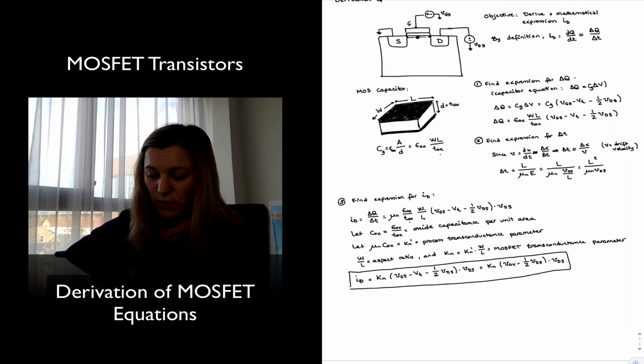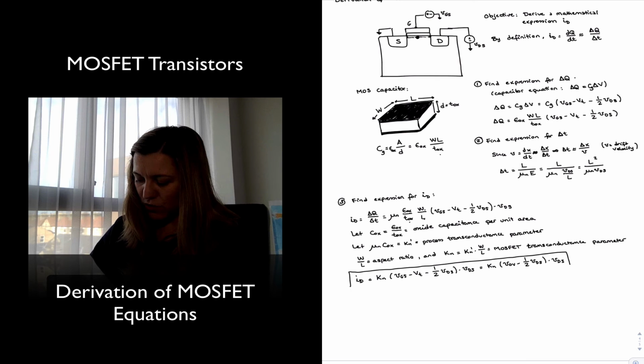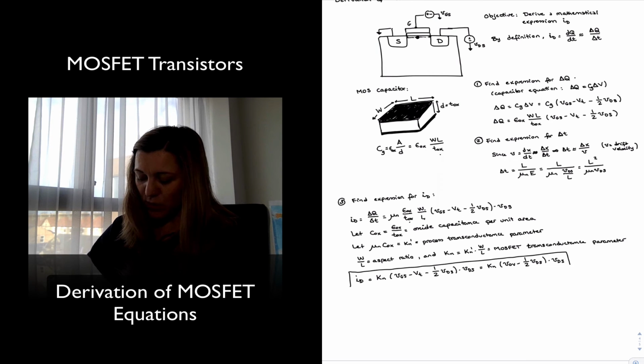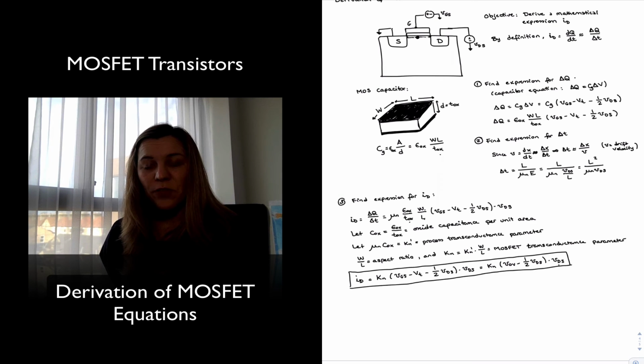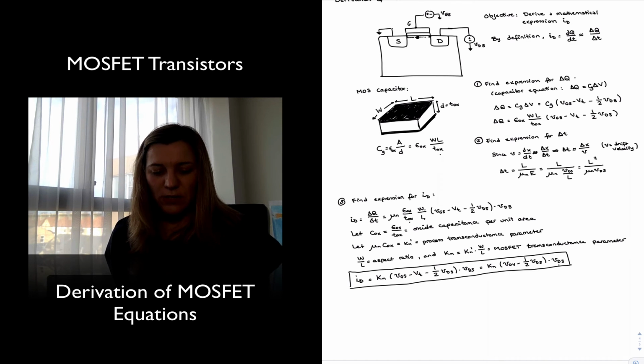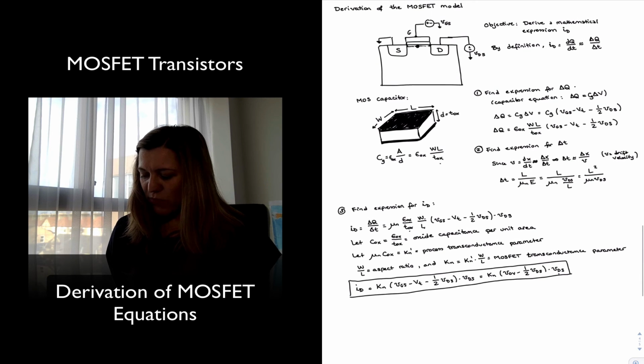First thing to notice is that there is a quadratic relationship between ID and VDS. We have VDS inside the parenthesis there, and then it's multiplied times another VDS. And that's something that we're going to see in the MOSFET transistor. There is that quadratic relationship between ID and VDS, which is different from the BJT transistor.